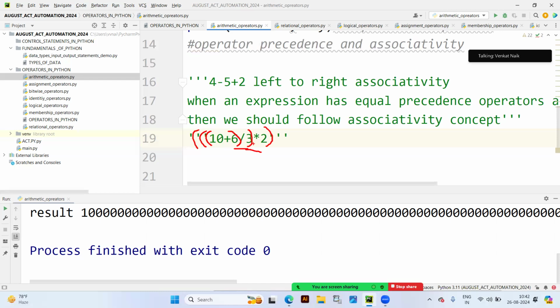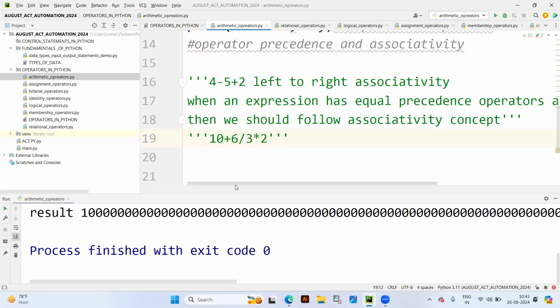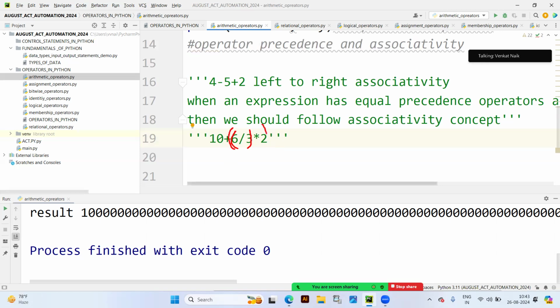You are forgetting the associativity rule. Associativity: here division and asterisk, which is multiplication, have the same precedence. Will you perform division first or multiplication first? Again, the left to right associativity concept comes into the picture. So according to mathematics and computing, this portion will be executed first, then this portion next, then this portion next. Then what is the result going to be?